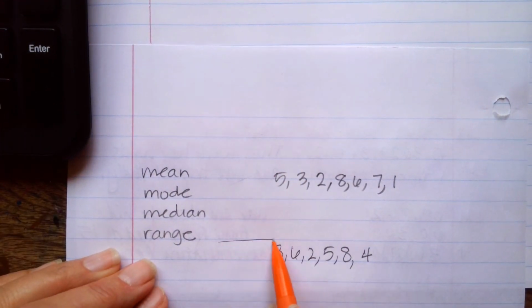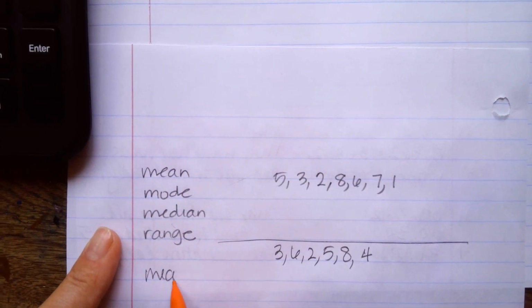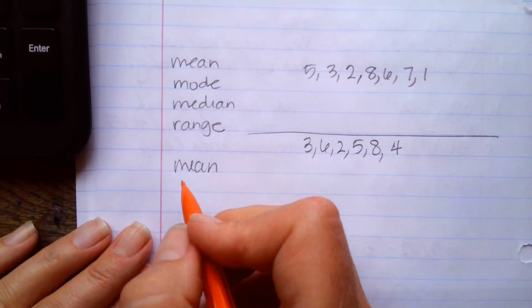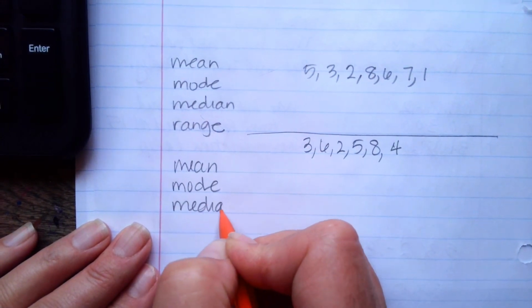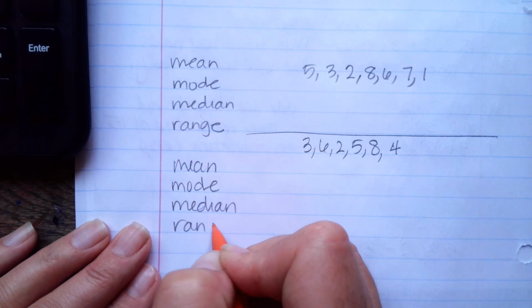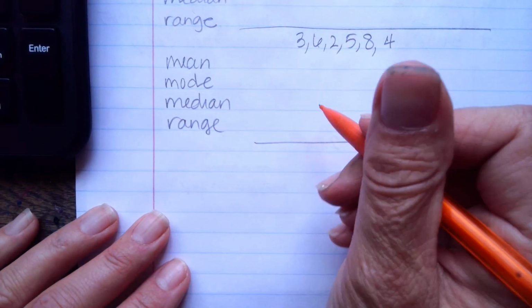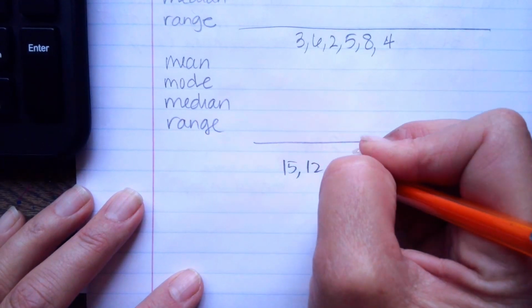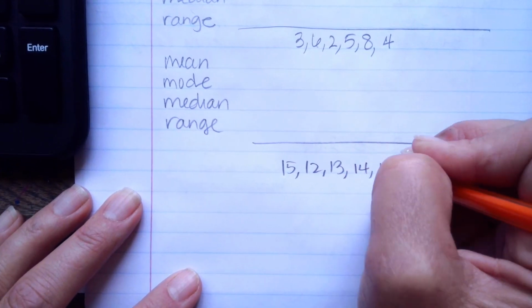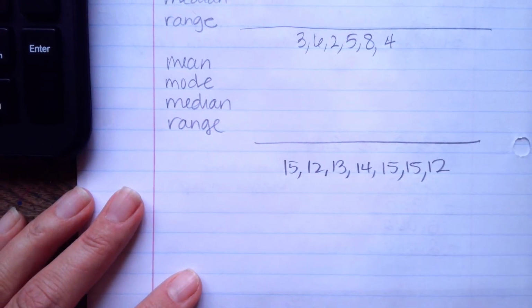Then you're going to stop and you're going to do the same exact thing for this set of numbers. You're going to find the mean, the mode, the median, and the range. And then you're going to do it for this set of numbers: 15, 12, 13, 14, 15, 15, 12.